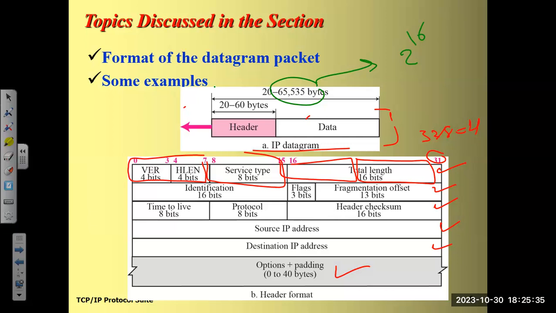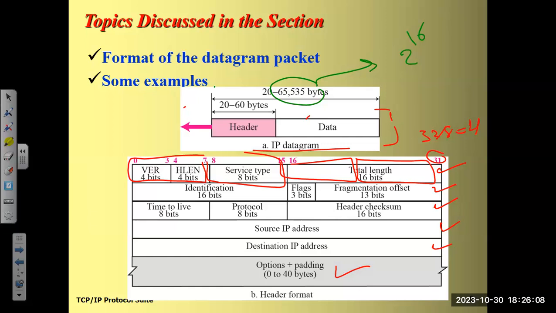Then the second thing is called identification. This identification is a combination between the IP address, I will tell you now, because when you send a datagram, it has to have a unique identification. You cannot have two datagrams with the same identification, because then you cannot tell this one is for whom. So that's why you need a unique identification. Flag I will show you, fragmentation offset I will show you, time to live.